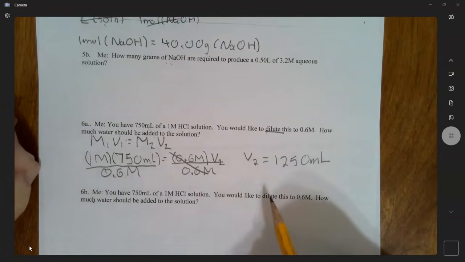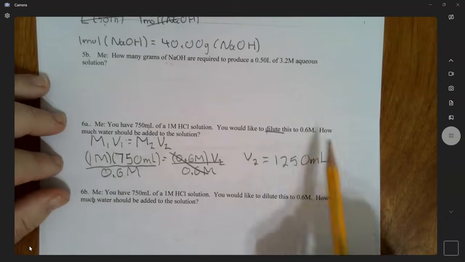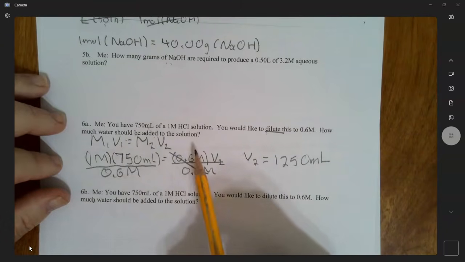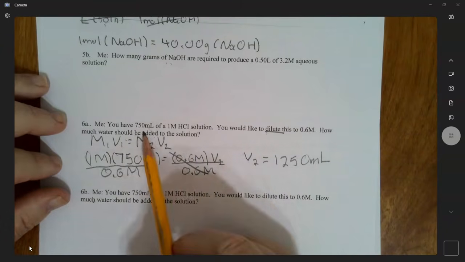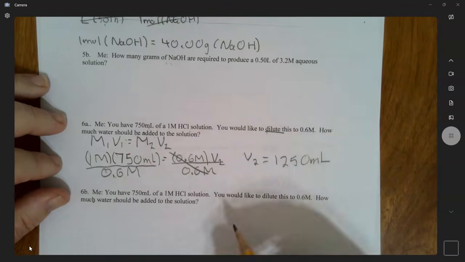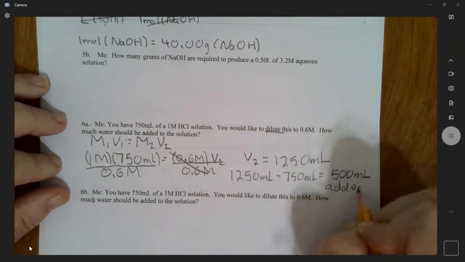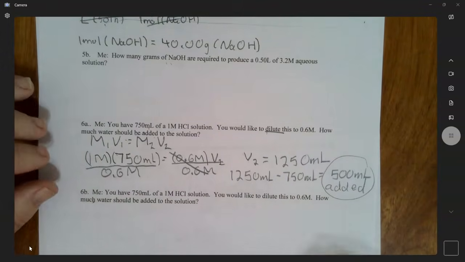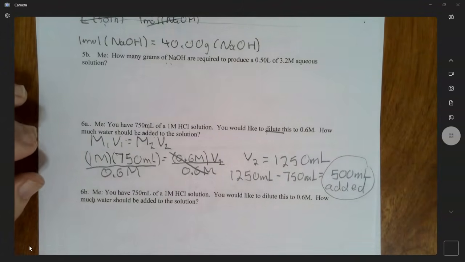No, got to be careful. That's the final volume. They're asking how much water should be added. So you started with 750 and you ended with 1250, so you have to do a subtraction. Okay, so you added 500 milliliters to go from 750 to 1250, and that's your final answer.